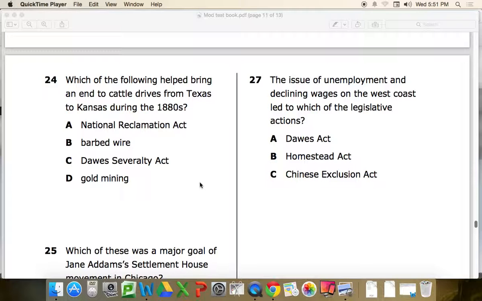And so you should have known that wasn't correct, that had nothing to do with unemployment. The Homestead Act doesn't have anything to do with unemployment because it has to do with giving people farmland in the Great Plains. And so that would have only left C, the Chinese Exclusion Act.